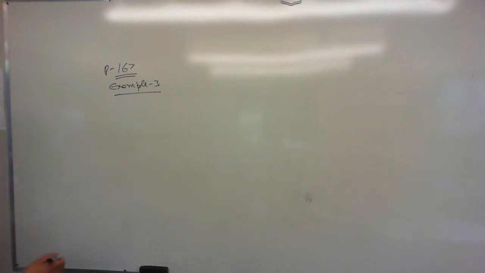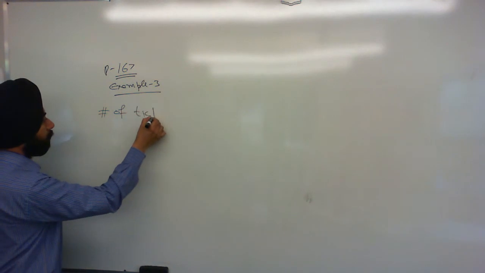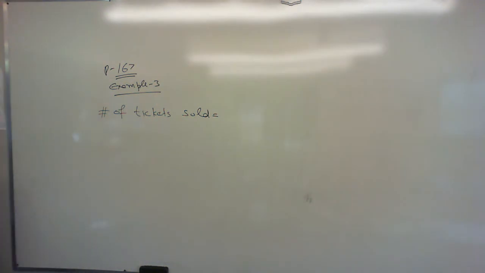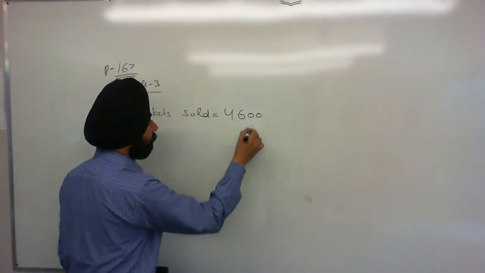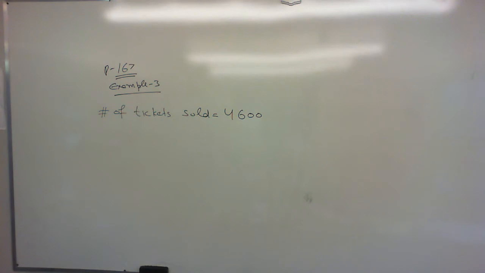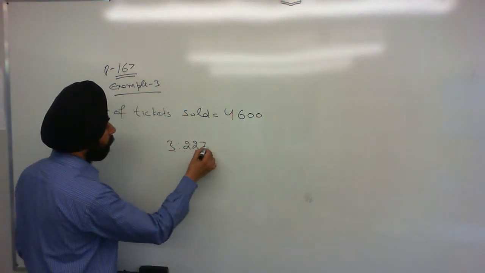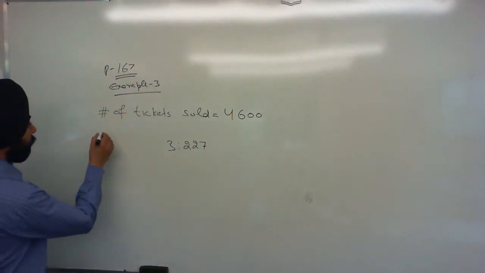The number of tickets sold is how many? 4,600. Okay. These many tickets were sold. The odds in favor of winning a prize are 3 to 227. These are the odds in favor of winning a prize.